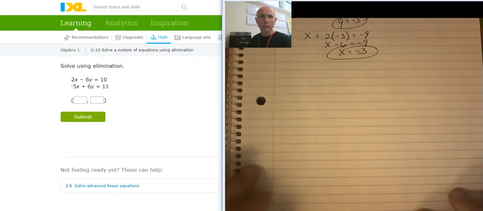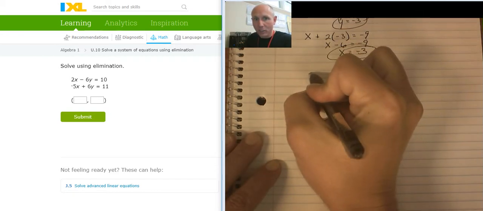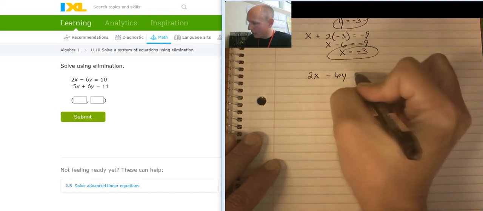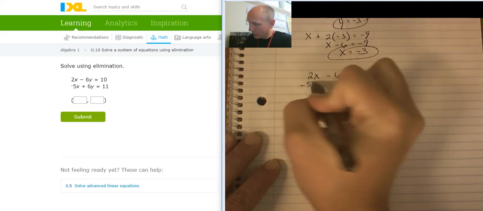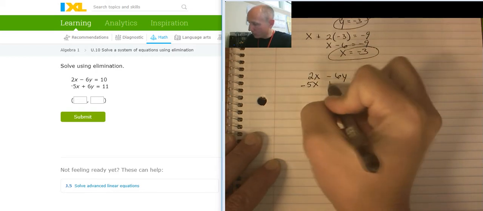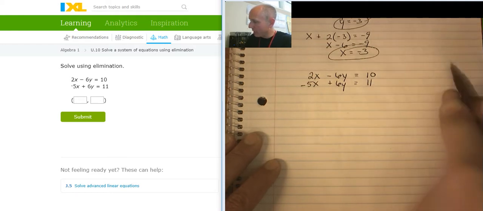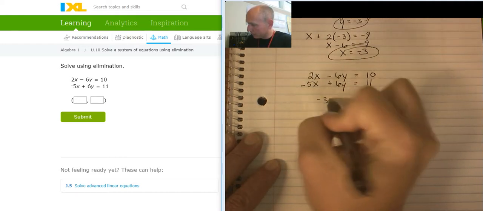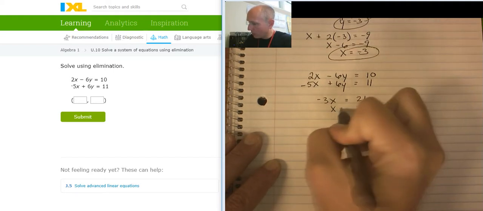Next one. Oh, look, this one's actually nicer, isn't it? Do you see why? 2x minus 6y equals 10. Negative 5x plus 6y equals 11. The y's are canceling out right away. This is going to give me a negative 3x equals 21, so x equals negative 7.